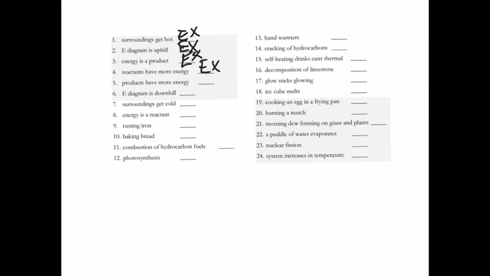If the products have more energy, if we're going uphill, I misunderstood uphill and downhill. That should be, if we're going uphill, it's going up. So this should be EN. I'm sorry. It's late. I am having troubles. If the products are having more energy, if you're climbing to them, that should be endothermic. If the energy diagram is downhill, that is going to be exothermic.